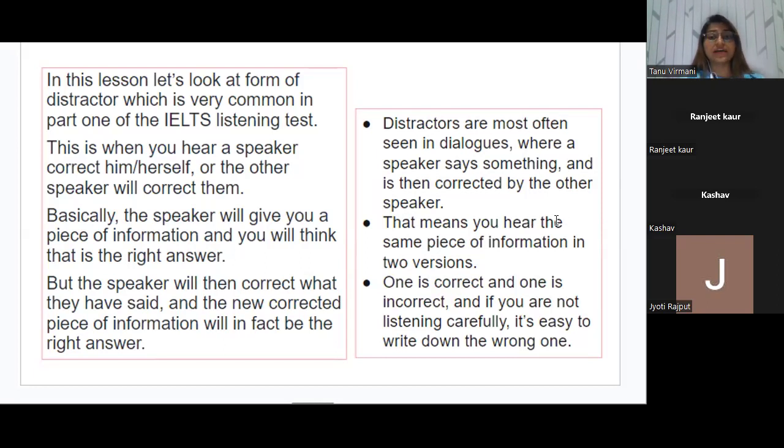So this means that you hear the same piece of information in two versions. One is correct and one is incorrect. आपको correct information भी सुनाई देगी and incorrect भी सुनाई देगी. If you are not listening carefully, it's easy to write down the wrong one. अगर आप एक एक्टिव लिसनर नहीं हो तो आप इनकरेक्ट इन्फॉर्मेशन को जल्दी से कैच करके राइट डाउन करोगे अपने आंसर को, and then you will move on to the next part. So make sure कि आप correct information को write down करो.